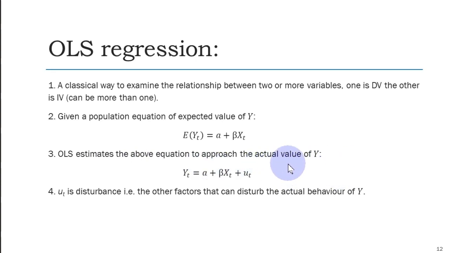We always know that the actual value of y will not always equal the expected value of y. There are various factors that can disturb, quote unquote, the actual behavior of y, and therefore we can write the actual value of y is a function of alpha plus beta x plus u. So remember, this is the estimated value of y, this is the actual value of y. So u here reflects the disturbance, where there are other factors that can disturb the actual value of y.